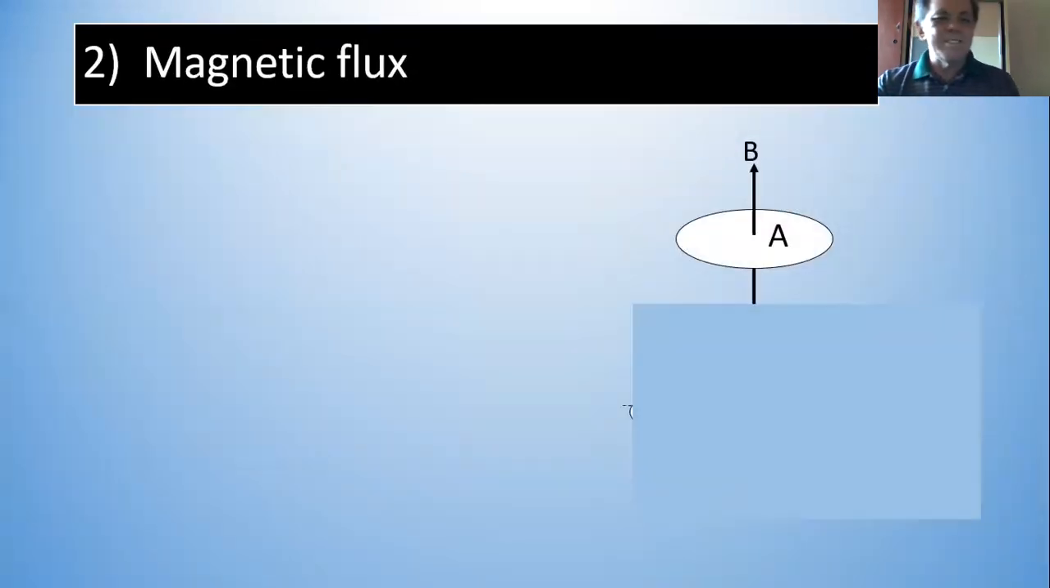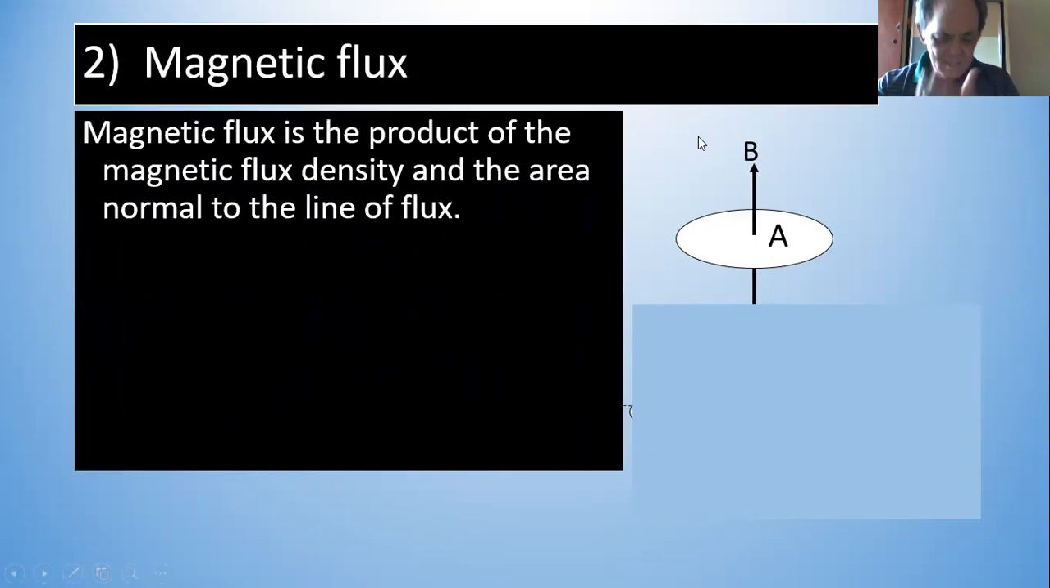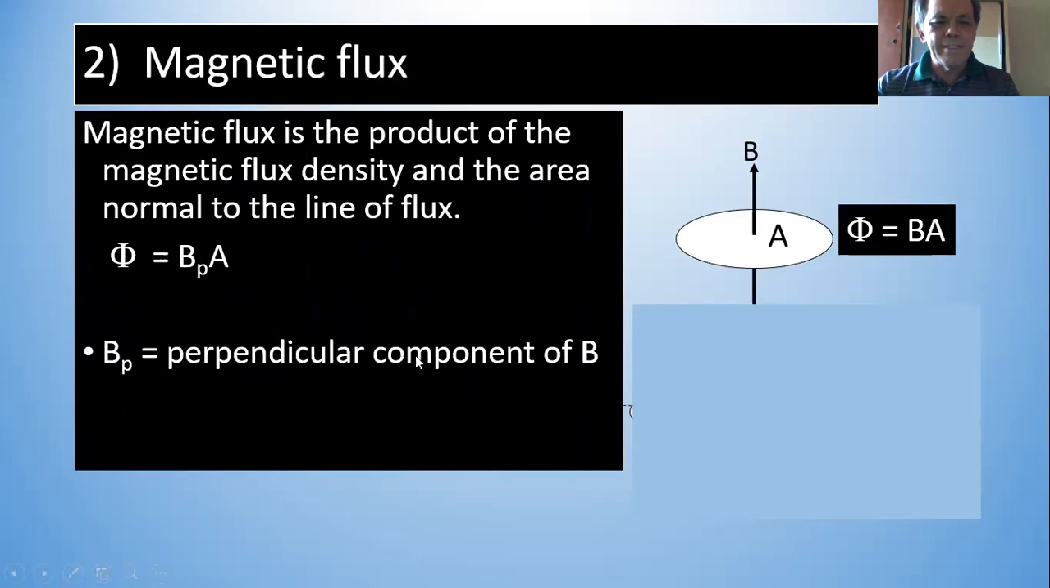Okay, so the first basic quantity that we use for this topic will be magnetic flux. B is magnetic flux density or magnetic field strength. So it is the product of magnetic flux density and area, and that B must be the perpendicular component. That means the component must be perpendicular to the area.